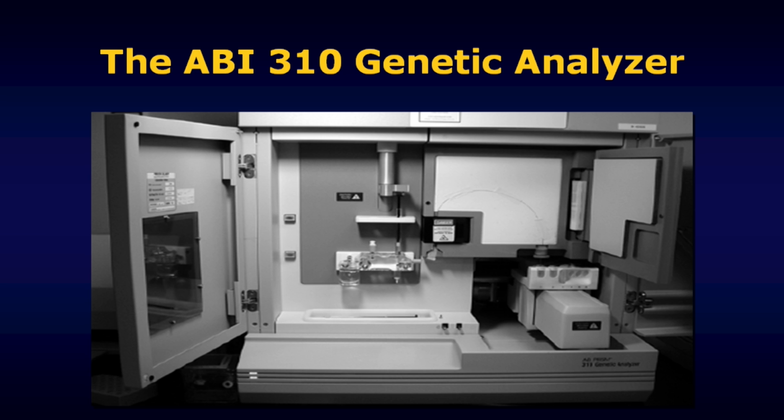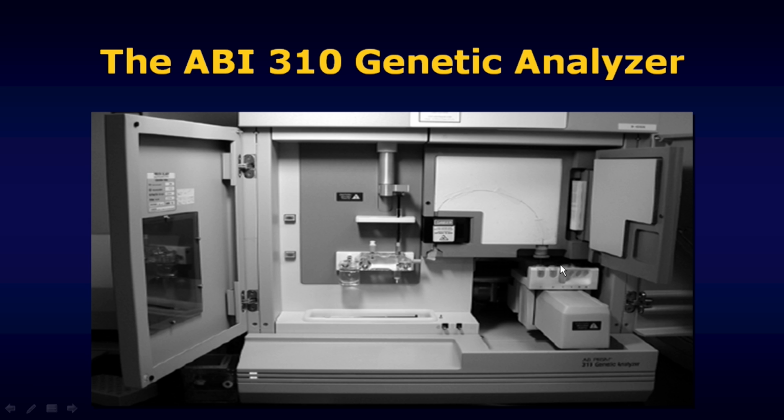This is the one that might break your bank if you're thinking about setting up a crime laboratory in your own garage or basement. This here is a picture of an ABI 310 genetic analyzer. There are other variants of this machine now available, a 3100, a 3130, but the basic principle is all the same, and this particular instrument is still the workhorse for most crime laboratories.